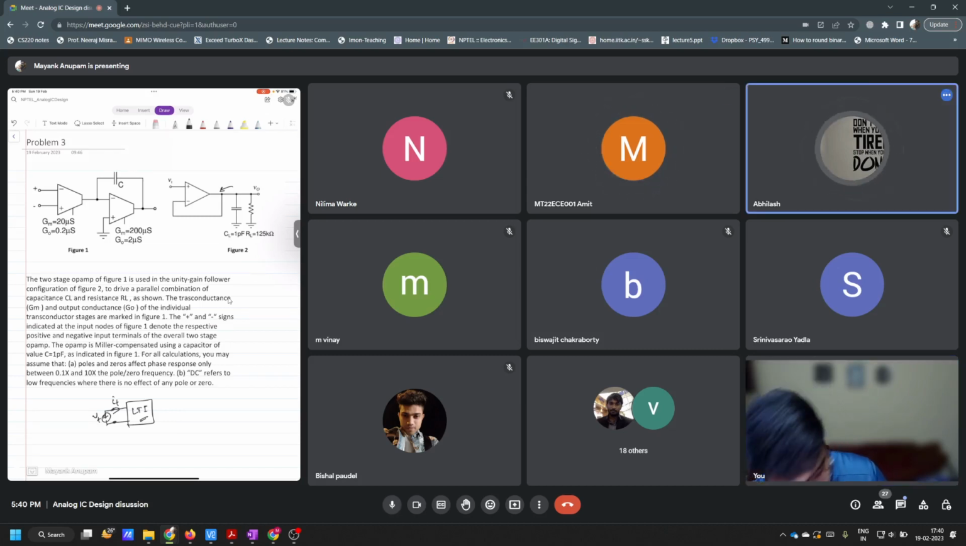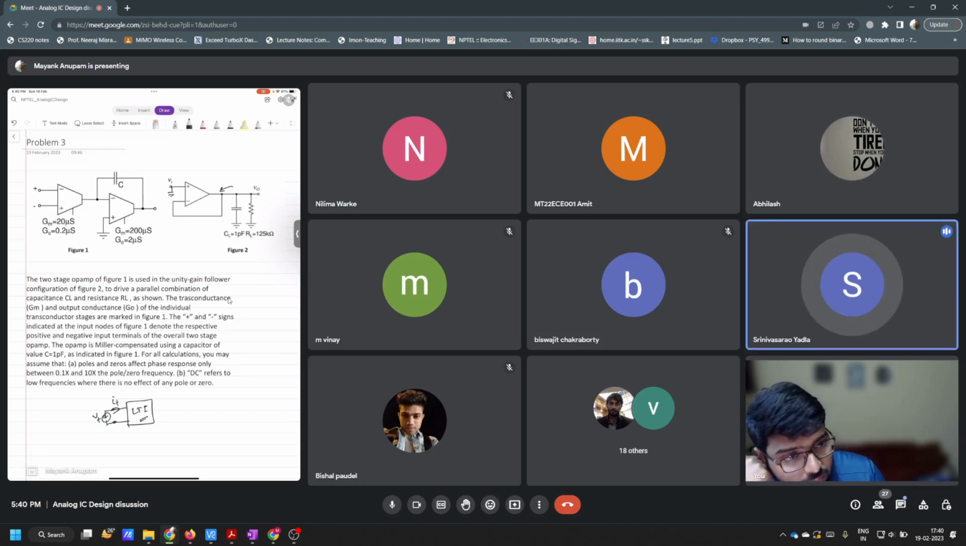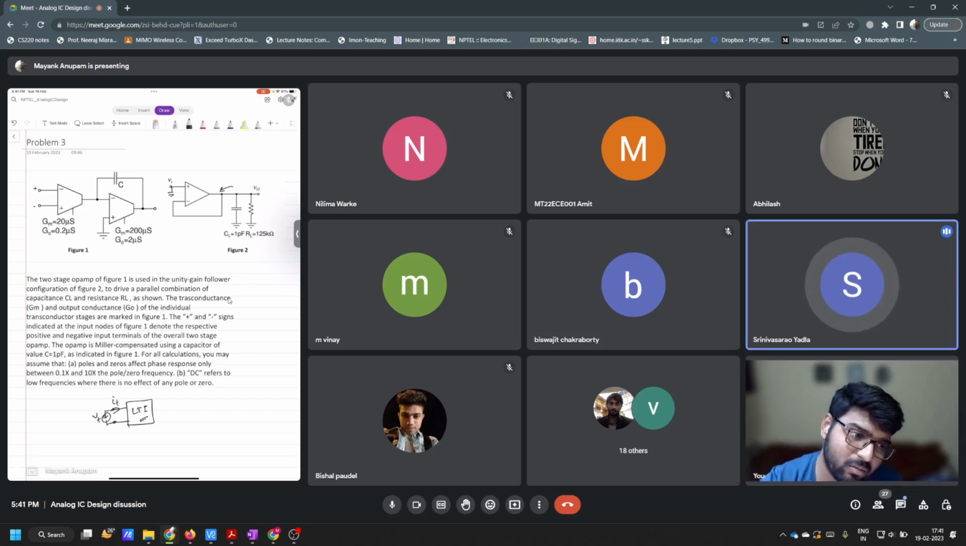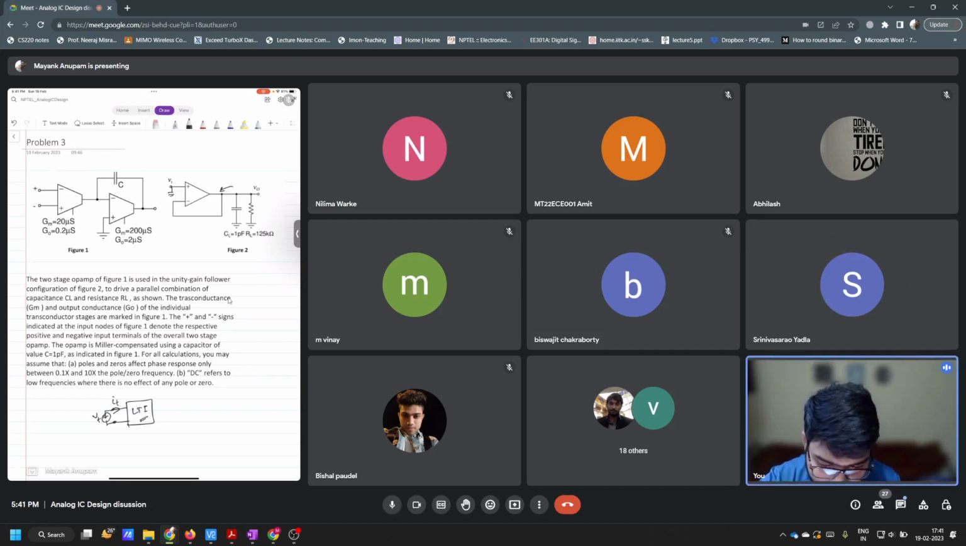We will short the input. Due to the virtual ground concept, the node voltage will be forced to zero. No, no, that is when the amplifier's gain is infinity. That is not the case here. Okay, sir.